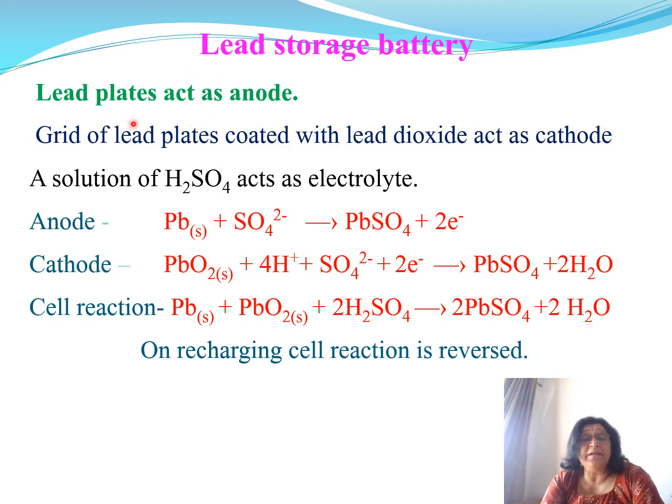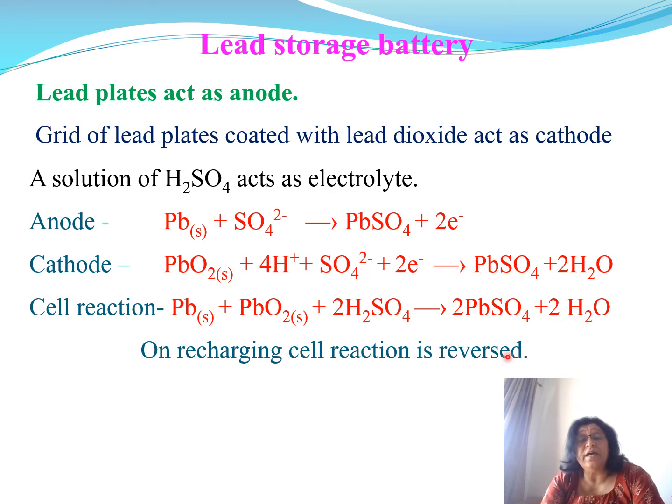Lead plates act as anode. Grid of lead plates coated with lead dioxide acts as cathode. A solution of sulfuric acid acts as electrolyte. At anode, lead plus sulfate gives you lead sulfate plus 2 electrons. So this reaction takes place at anode. At cathode, lead dioxide plus 4H plus sulfate plus 2 electrons gives you lead sulfate plus water. So the net cell reaction is lead plus lead dioxide plus sulfuric acid gives you lead sulfate plus water.